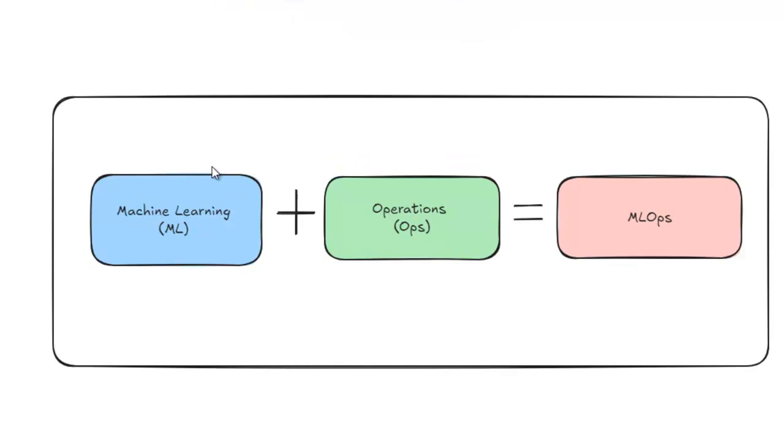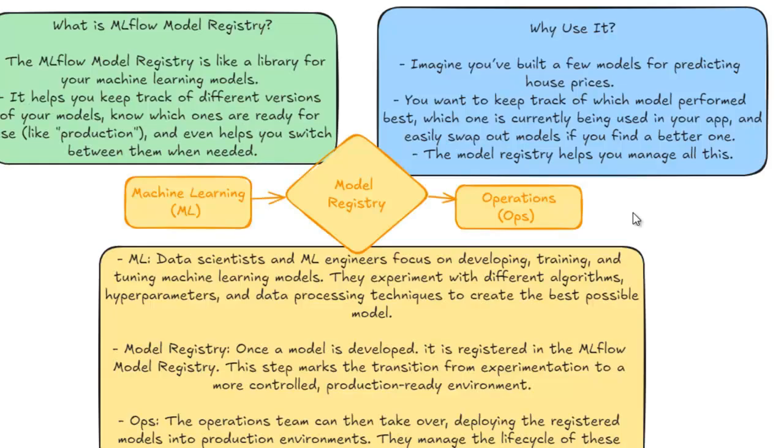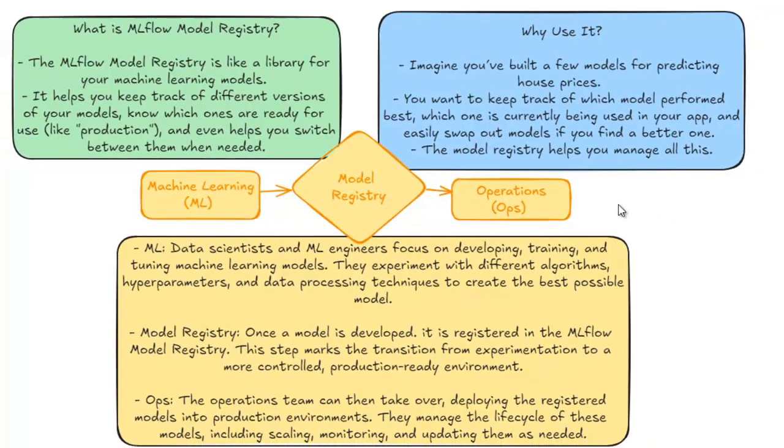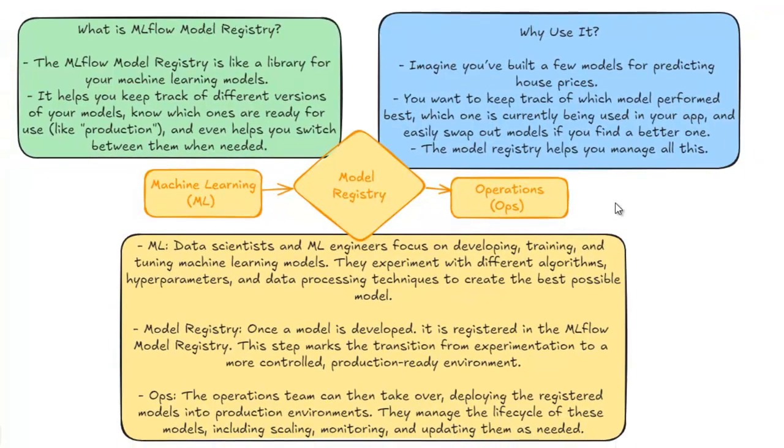So if we talk about MLOps, MLOps is made up of machine learning and operations that you can see over here. Machine learning plus operations is equal to MLOps. If you watch this video up to the end, you will understand how the ML model lifecycle typically works in the industry. Now let's first talk about model registry. The model registry serves as the midpoint between machine learning and operations. Machine learning, operations, and the midpoint is the model registry.